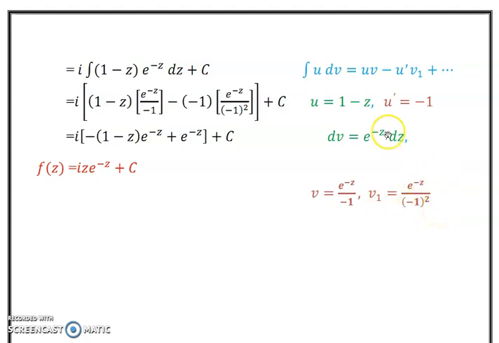Now substituting these values in this equation, you get i of (1 minus z) into e power minus z by minus 1 minus of minus 1 into e power minus z by minus 1 the whole square plus c. By simplifying, you get i of minus 1 of (1 minus z) e power minus z plus e power minus z plus c. Finally, you get the value f of z equal to iz e power minus z plus c.